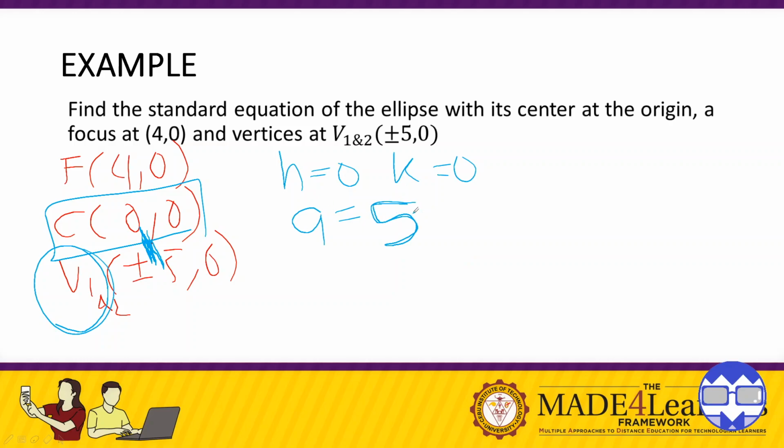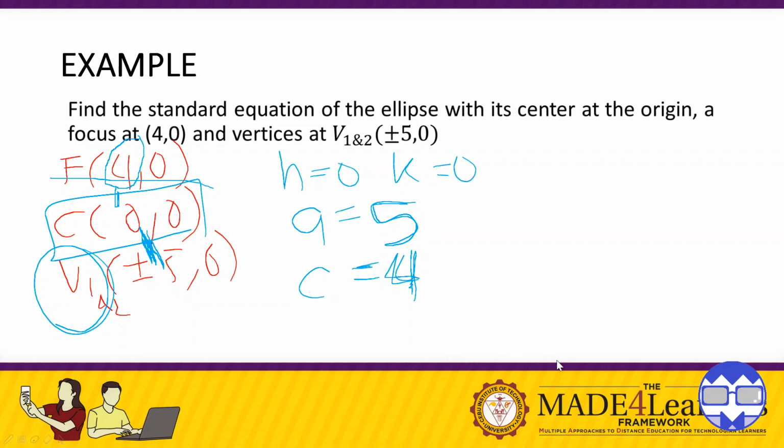And our c. Why did I go to c? Because we have the focus. The value 4 here is actually our c. Why did I say this is c? Because this is the distance from the center. It is 4 units away from the center. So we are lacking b. How do we find b?